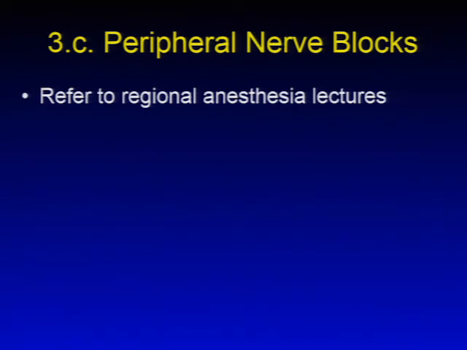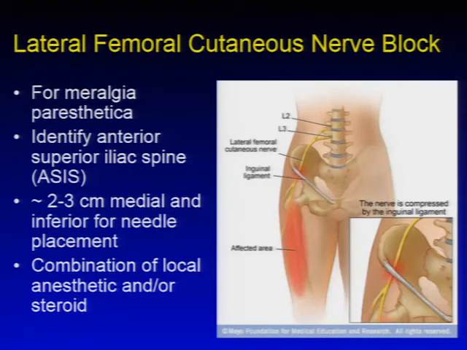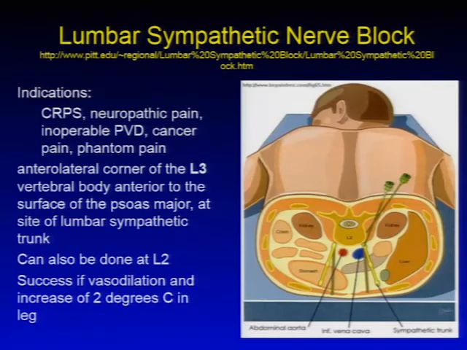We are going to have to defer to the regional anesthesia lectures for the history of all of the different types of peripheral nerve blocks that are done. Now I'm going to go through some of the nerve blocks that we do for chronic pain. A lateral femoral cutaneous nerve block is typically done for a syndrome called meralgia paresthetica, which is a band-like type of pain located on the lateral thigh. This is done by identifying the anterior superior iliac spine, and then approximately 2 to 3 centimeters medial and inferior, a needle is placed, with a combination of a local anesthetic and/or steroid.